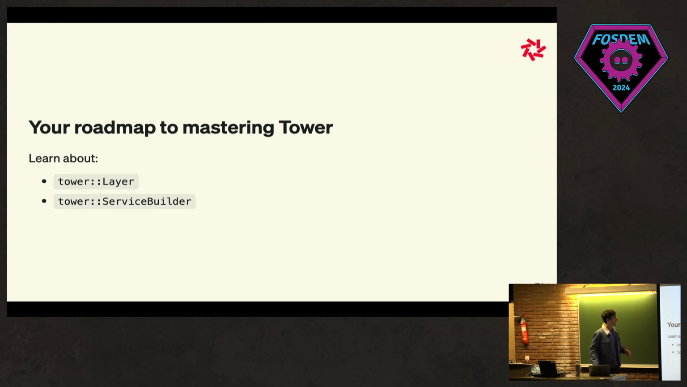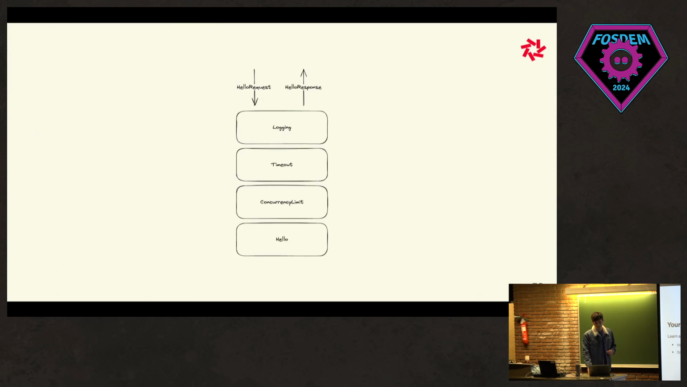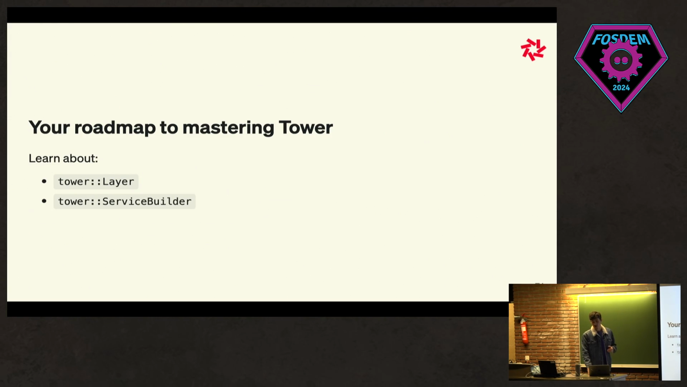There's something that I don't talk about today called a layer. Tower people are pretty obsessed with composability. So a layer is a way to compose a stack of services. A service builder is a way to conveniently build small stacks of services. A service builder helps you get rid of the boilerplate to write this, for instance. So if you want to keep studying Tower, I would start with layer and service builder.